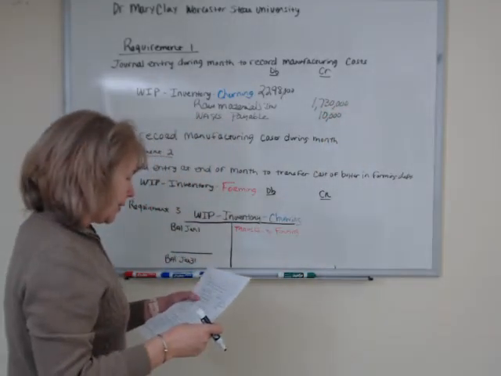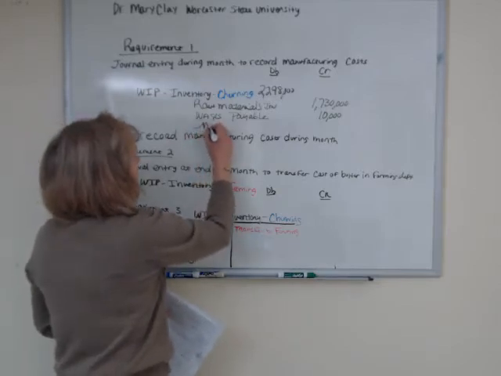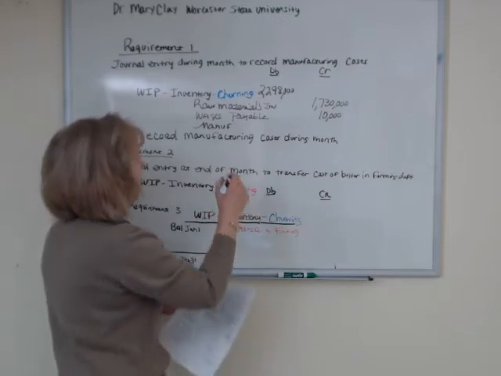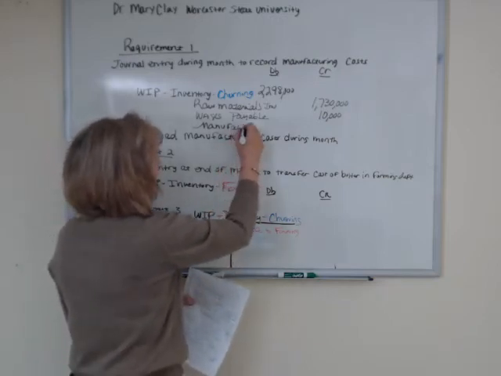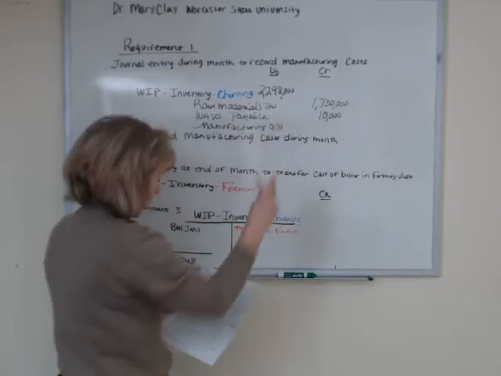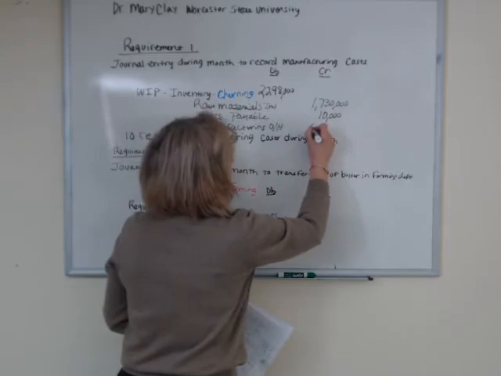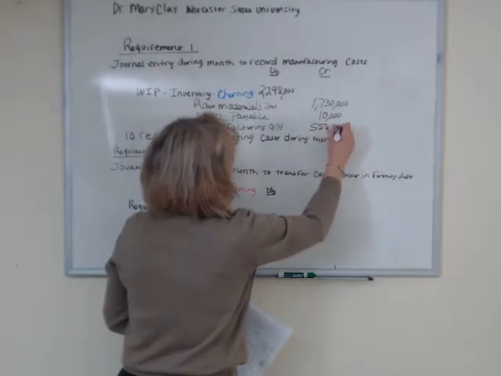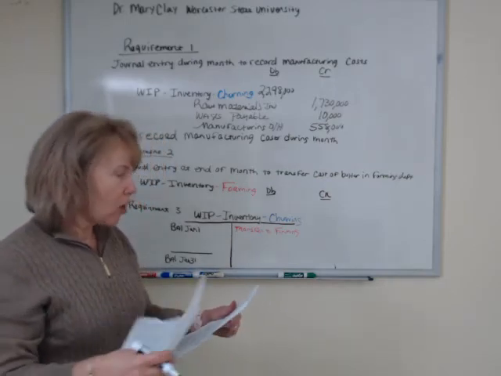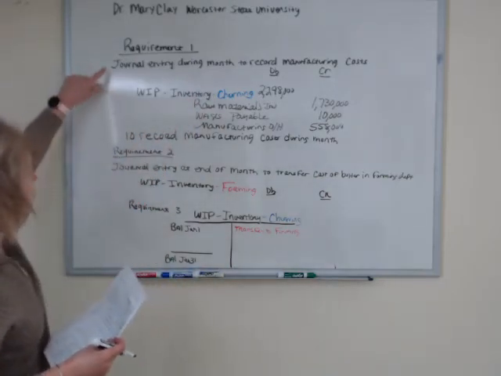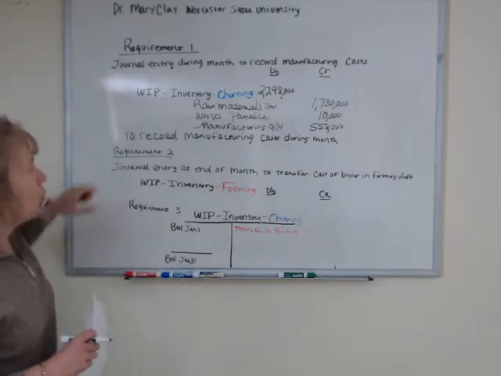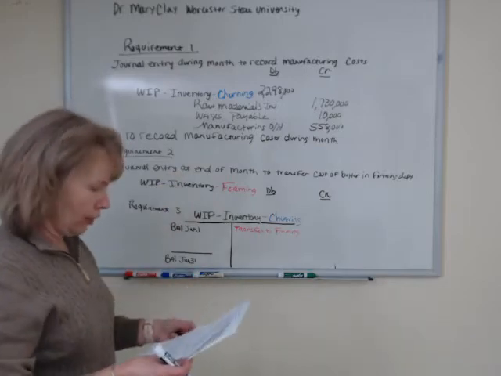And then the next category that we're going to take out of is manufacturing overhead, and that is $558,000. So right now those costs have been added during January. So that's the journal entry during the month to record manufacturing costs that happened during the month.